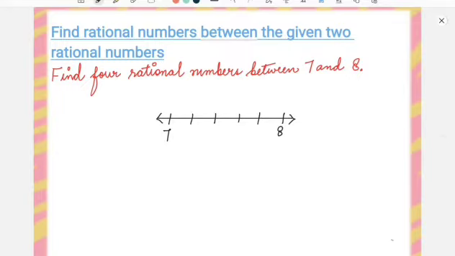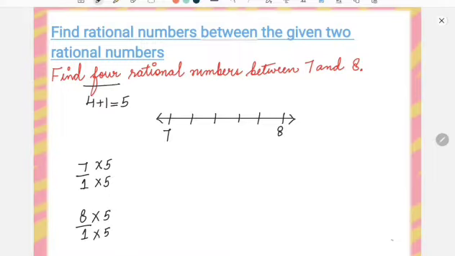And now how do we do that? Can we write 7 as 7 by 1 and 8 as 8 by 1? Since we have to find 4 rational numbers, what are we going to do? We are going to multiply the numerator and denominator by 5. Why 5? You add 1 to the number of rational numbers we need to find. We need to find 4 rational numbers, so 4 plus 1 is 5. 4 plus 1 क्या होता है? 5. That means हम 5 से multiply करेंगे दोनों rational numbers को.